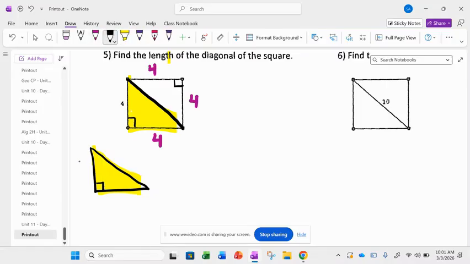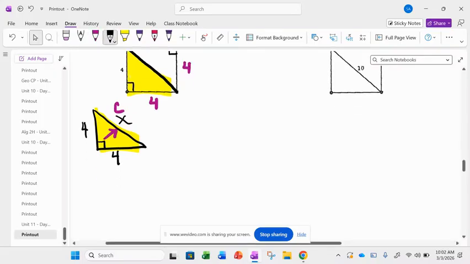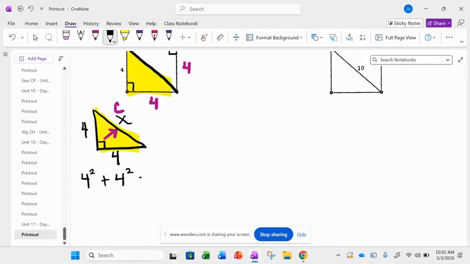And then I'm going to label 4, 4, and I want to find the diagonal, so I'm going to call that x. And now, since I have a right triangle and I have two sides, I can do the Pythagorean theorem. Do we all agree that the hypotenuse is x? That's C. So now my equation is going to be 4 squared plus 4 squared equals x squared.